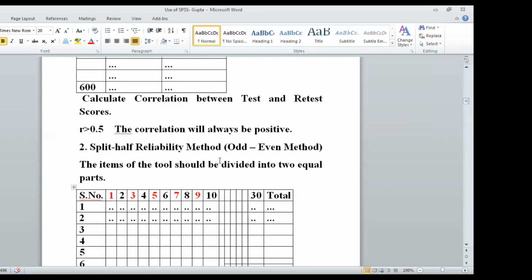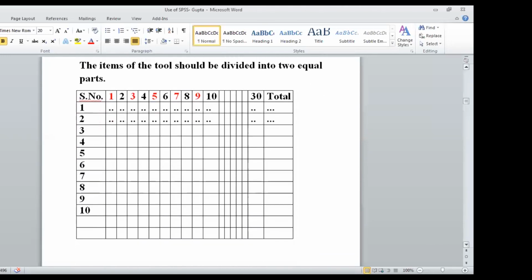And you have to administer this on 600 people only once. And then you can make the table like this, do the scoring, and your item number 1 and item number 2 are parallel. Item number 3 and item number 4 are parallel. Item 5 and item 6 are parallel.